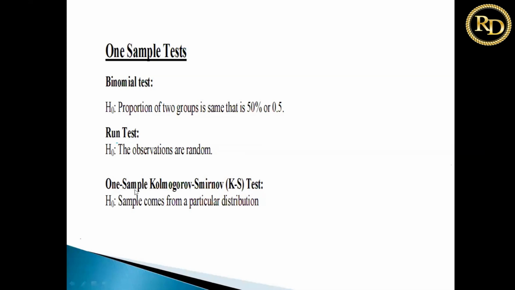Now we come to the one sample Kolmogorov-Smirnov test, that is the KS test. For the one sample KS test, the null hypothesis is that the sample comes from a particular distribution. So we can check whether the population is coming from, say, a Poisson distribution, exponential distribution, or many other theoretical distributions.